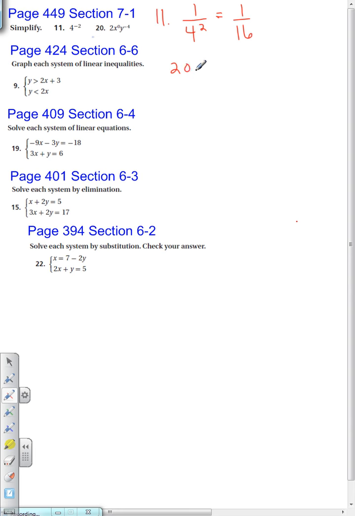Number 20, I have 2 times x to the 0. X to the 0, anything to the 0 power is 1. And that y to the negative fourth has to be flipped to the bottom, because it was a negative exponent. So it goes down to the bottom, so my final answer is 2 over y to the 4th power.